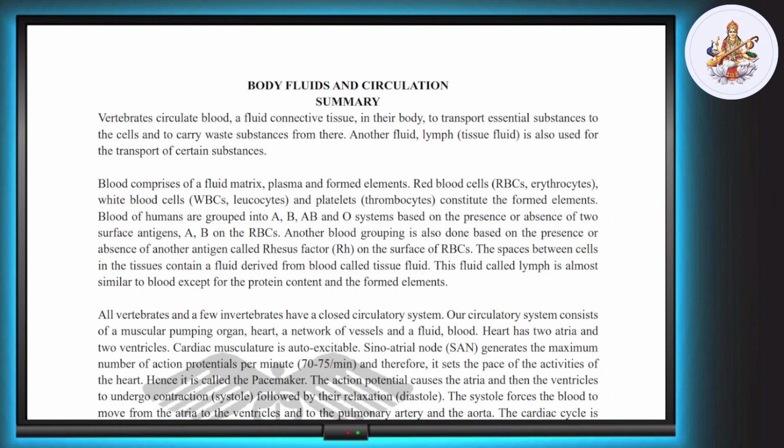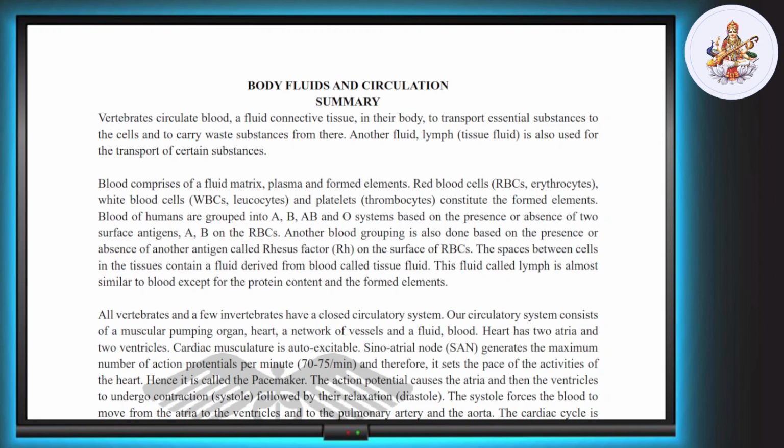Hello students, today we'll look at the summary of a very important chapter in human physiology, body fluids and circulation. This is a foundational topic in understanding how substances are transported throughout the body. Let's start from the basics. Blood, the main transport fluid. In all vertebrates, including us humans, blood is the main fluid connective tissue that circulates inside our body.